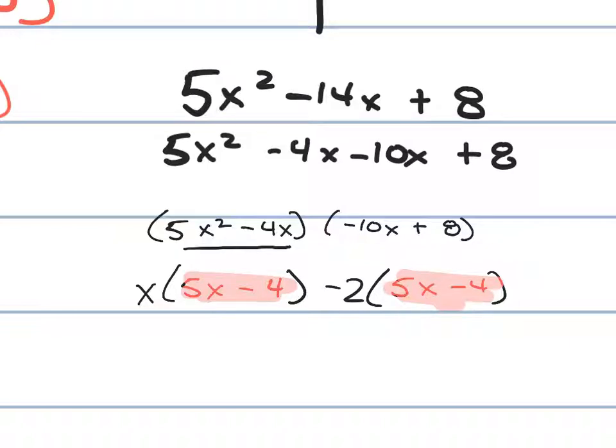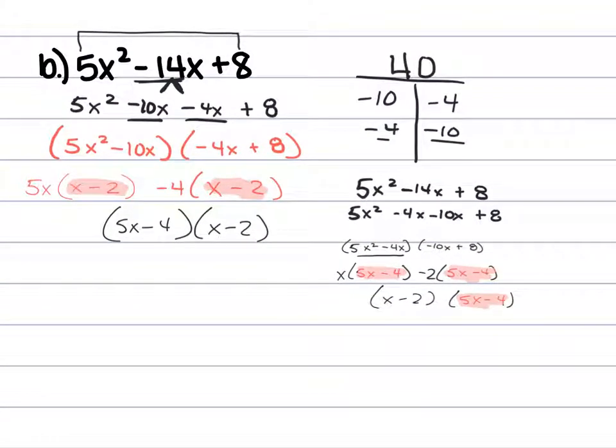So right there, one of my factors is 5x minus 4, which is the same as the red one. And what's the other factor? X minus 2. Let's compare that to the original. Same thing. Yeah. So just because I like to show people, I don't want them to just believe things.